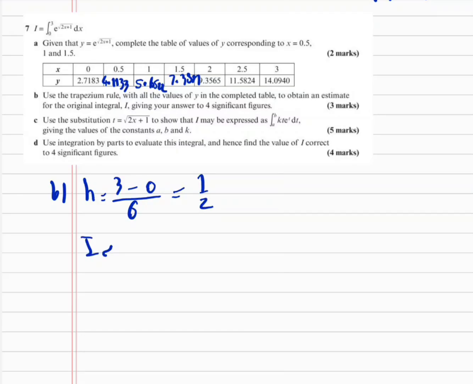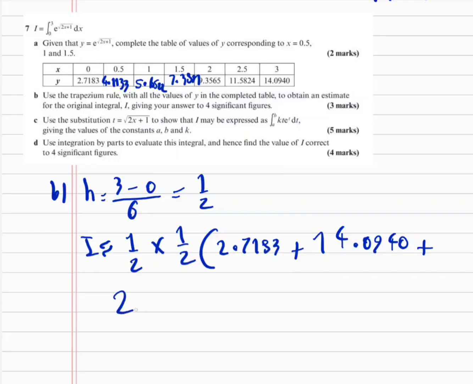Okay, now we use the formula of the trapezium rule, which is half h. In this case both of them happen to be a half, because this half is just a constant that always exists, and h is also a half. And now we just substitute. Remember that we substitute the first y value, which is 2.7183, and then we also substitute the last y value, 14.0940, and then we do 2 times the y values in between.